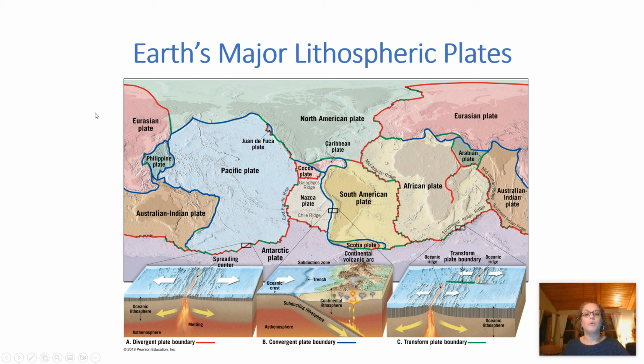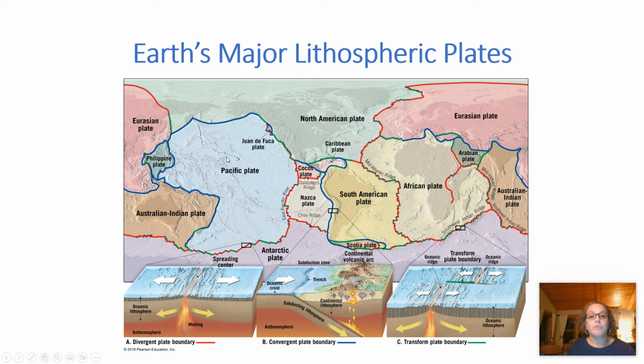The Earth's major lithospheric plates are drawn here on this map. You can take a minute to examine them. And then I want you to notice down at the bottom, there is a key that's listed for the type of interactions between the different plates. We call those the plate boundaries. So where two plates meet, we're color-coded here. So here we have a blue boundary between the Pacific plate and the North American plate. And if we look down at the key, that's a convergent plate boundary. And we see an image of what is happening with those plates, the lithosphere interacting with the asthenosphere. This convergent plate boundary is showing subducting lithosphere, which we'll get more into in the next section.